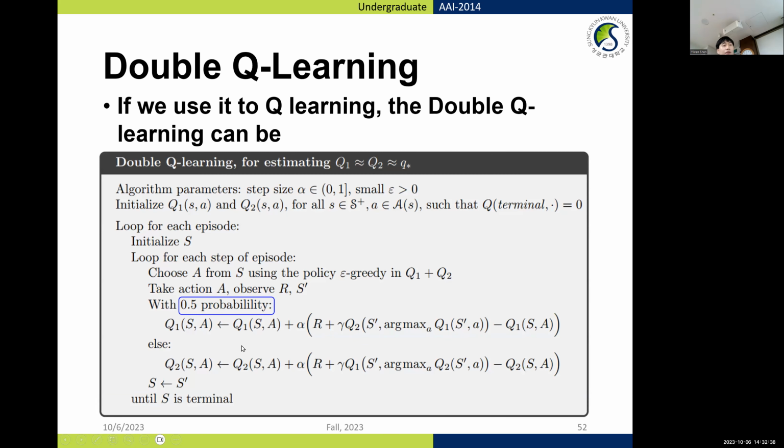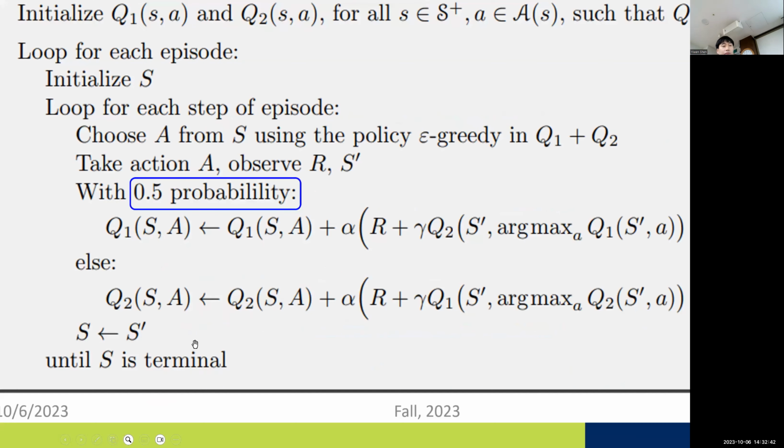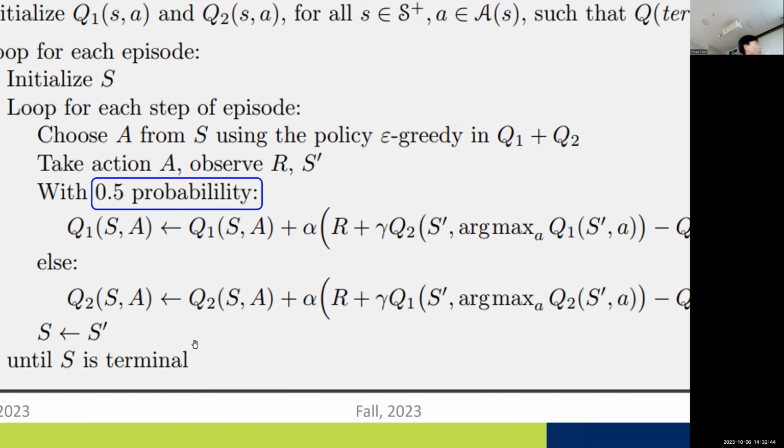So in the algorithm design, we do it this way. With some probability, like 50% probability, we use Q2 to update Q1. With the other 50% probability, we use Q1 to update Q2. So they update mutually, depending on the probability. Sometimes we keep using this one, sometimes we keep using that one to update. In this way, they mutually update.